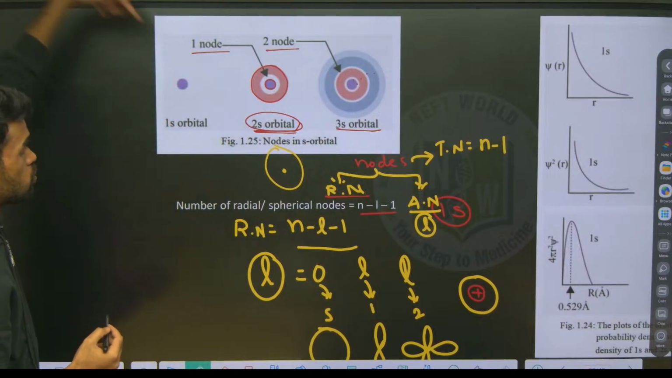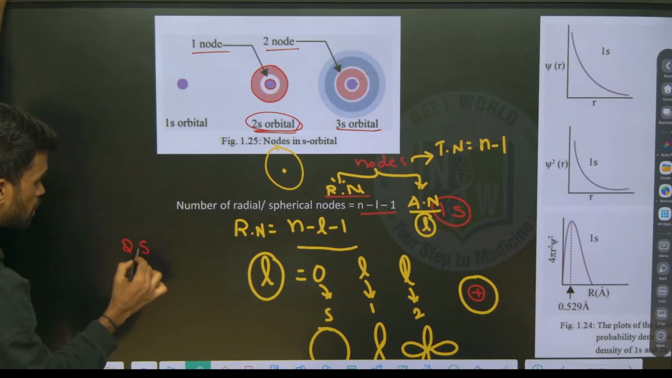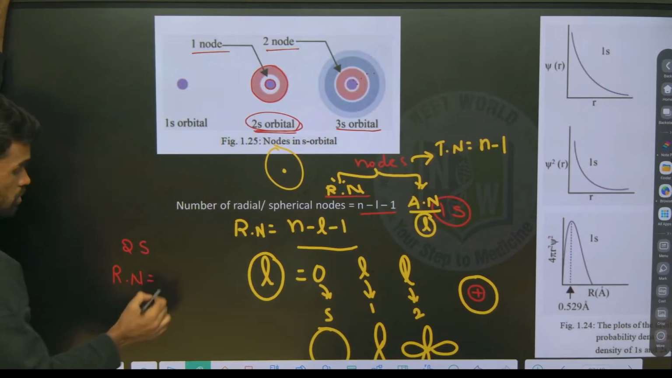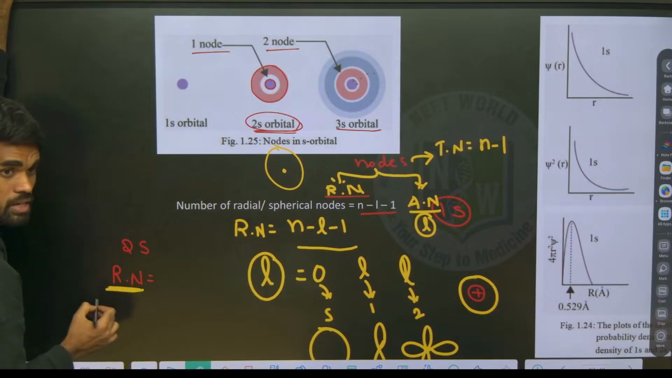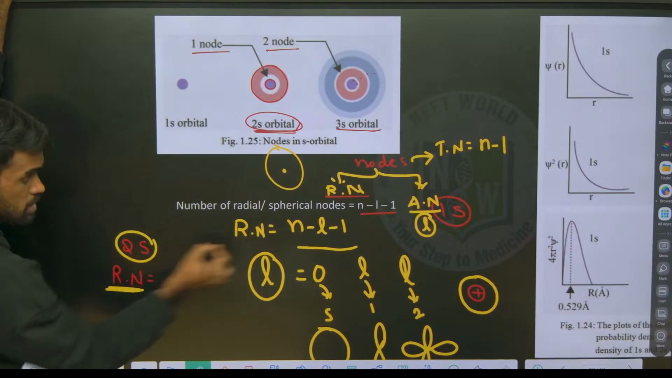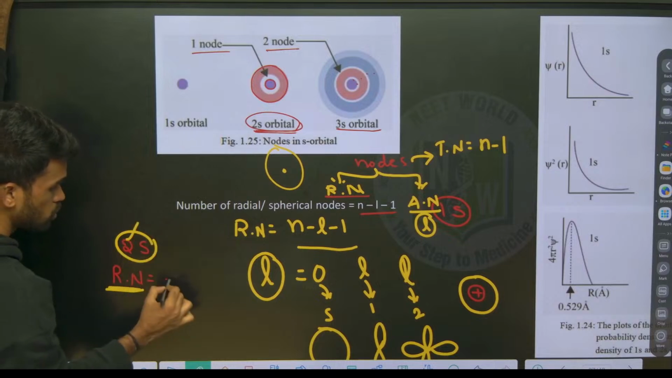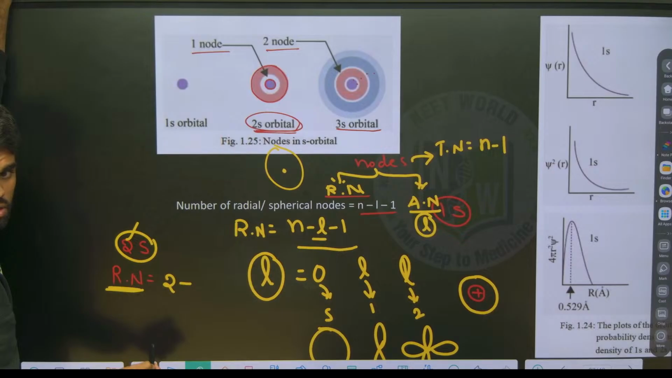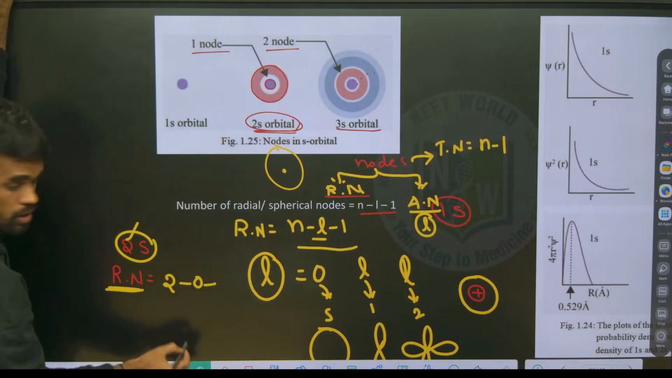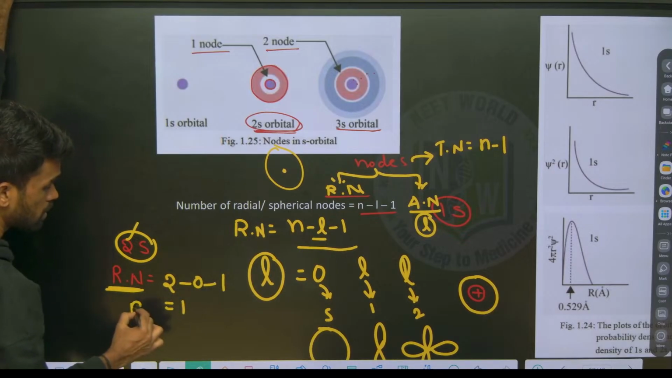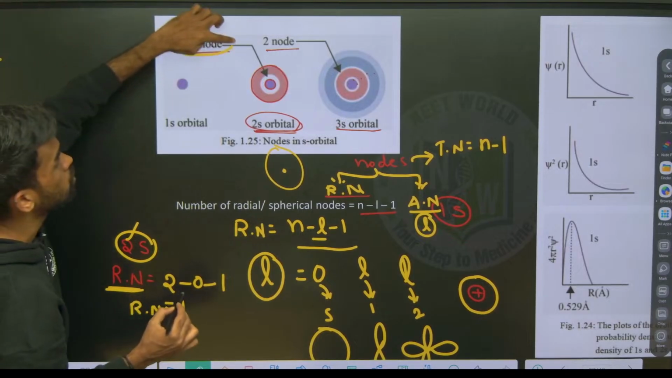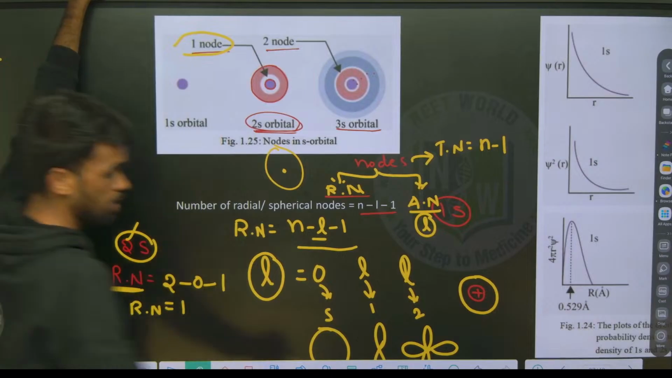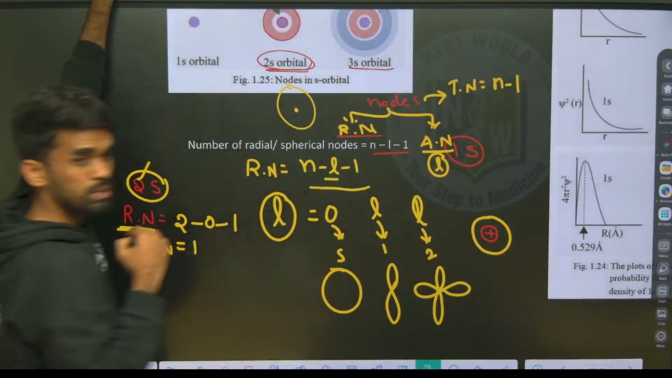Okay, so now look at here. For example, 2s orbital. How many radial nodes are there? Just use this formula. n value is how much? 2. And for s, what is the l value? 0. Minus 1. So radial nodes are 1. So here you got one node now. What is that node? That is radial node. And how many angular nodes for s orbital?